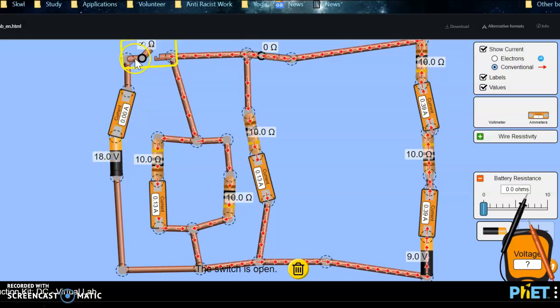Here it's now 0 because the current's not getting there. And then when they're both closed, the current is 5.85. So mine was another 5. I would have rounded to 5.86, but whatever, close enough.